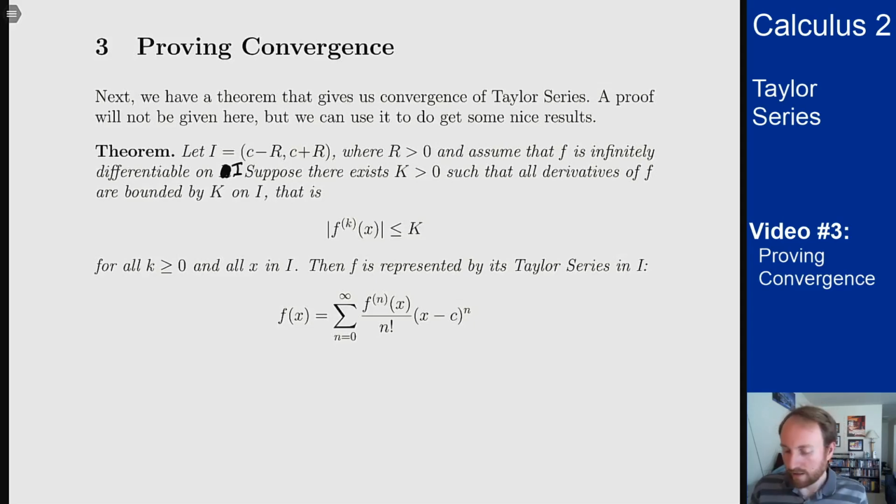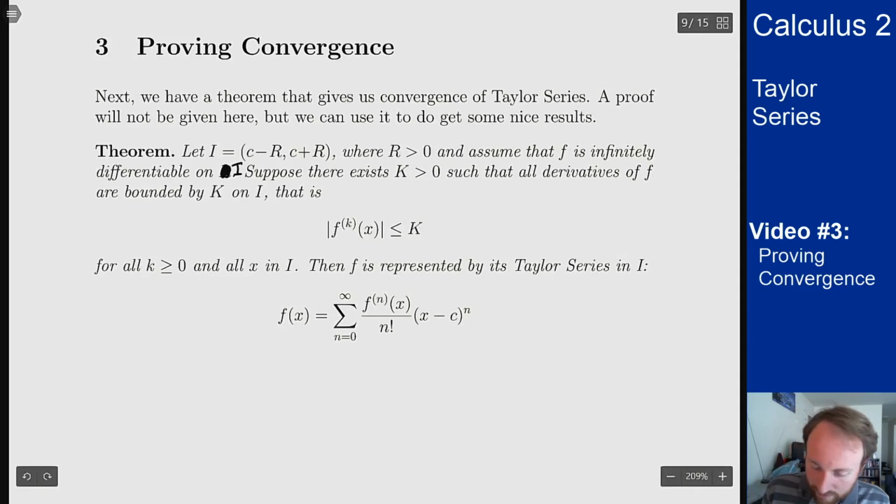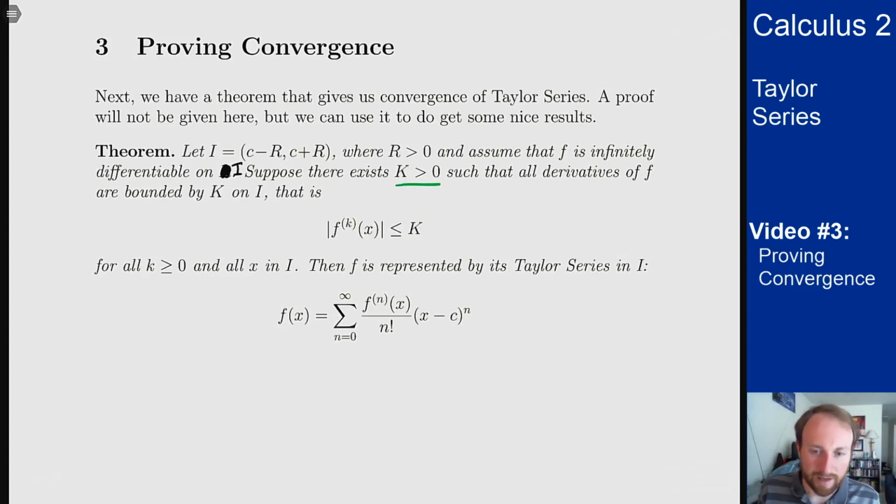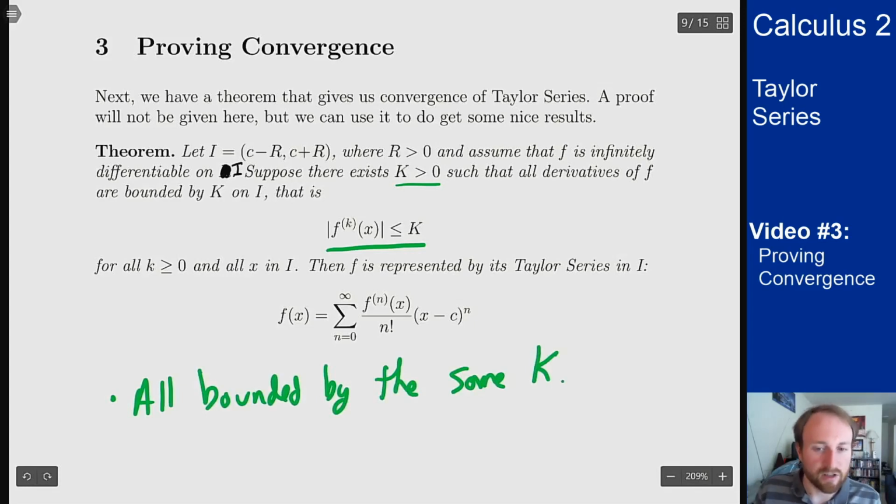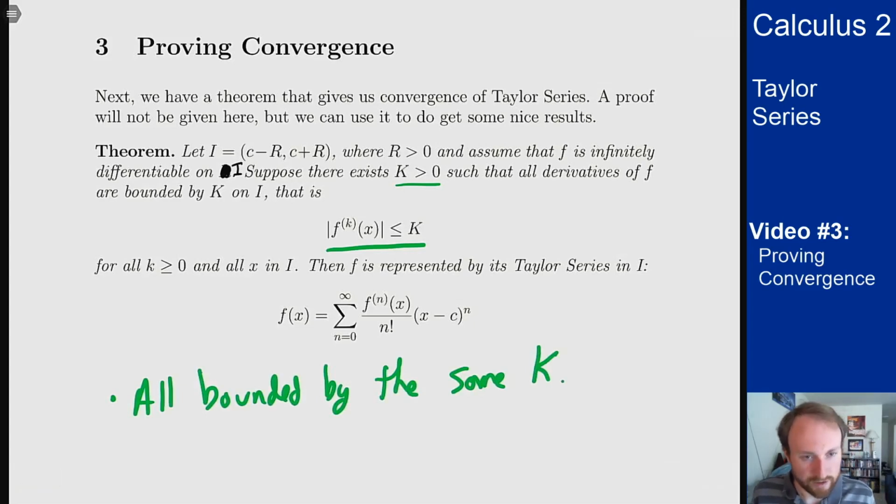They exist. Secondly, suppose there's some number k, bigger than 0, such that every derivative is bounded by k. Not just each derivative is bounded by a different k, but all the derivatives are bounded by the same k. That's a pretty strong condition, but it's enough to make sure that this works. If we have that, so if I have a function that's infinitely differentiable and all the derivatives are bounded by some number, then I can represent f by its Taylor series in I.